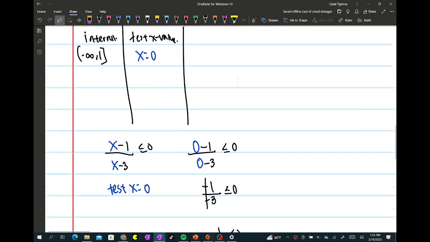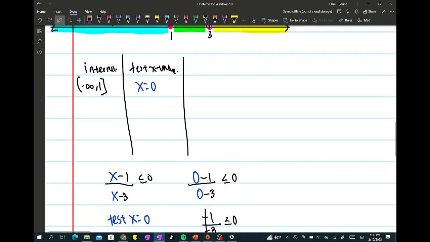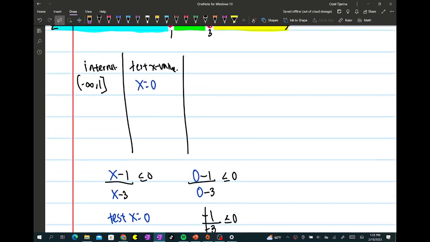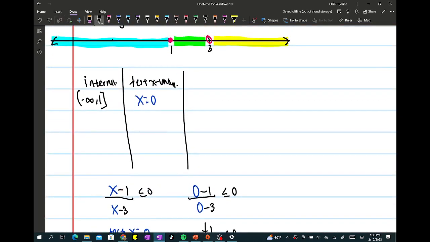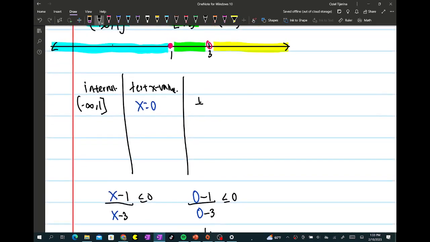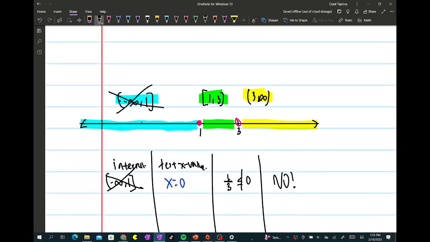So we have 1/3 is less than or equal to 0, and that is not true. So we know for sure that negative infinity to 1 does not work, because we end up with 1/3 less than or equal to 0, which is not true. So this is not going to work.